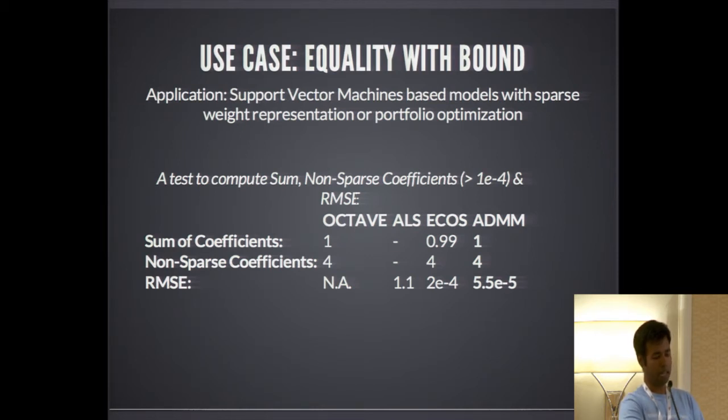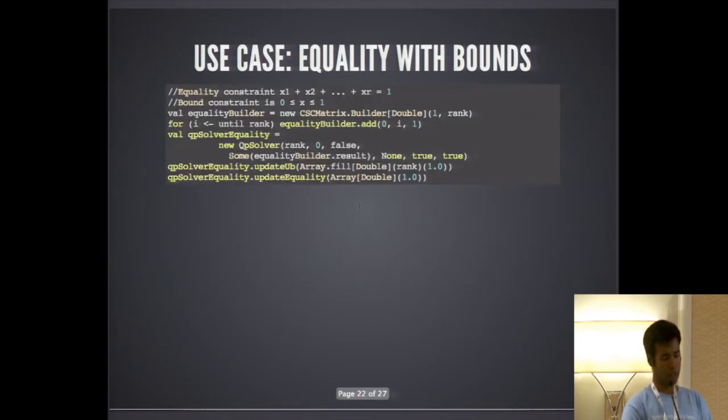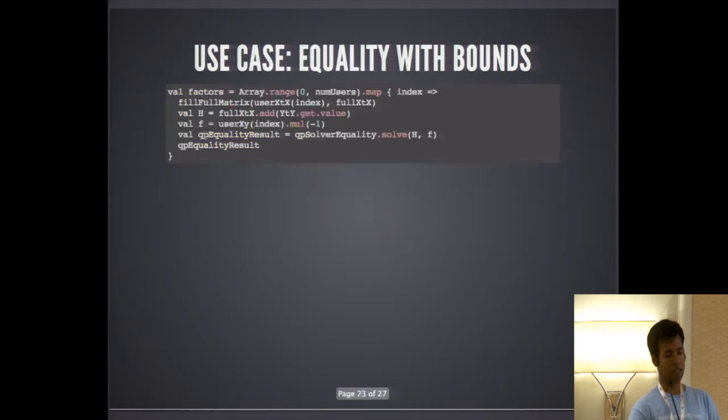So in this, again, ALS cannot solve this, but both of our results, ECOS and ADMM based, were very close to Octave. Now, this is again a bit more difficult because you have to specify the structure of your equality constraint. So first, you build a compressed sparse matrix, which shows what kind of equality you want to force. And then you put a bound constraint, and then you make your QP solver. After that, the solve technique is the same.